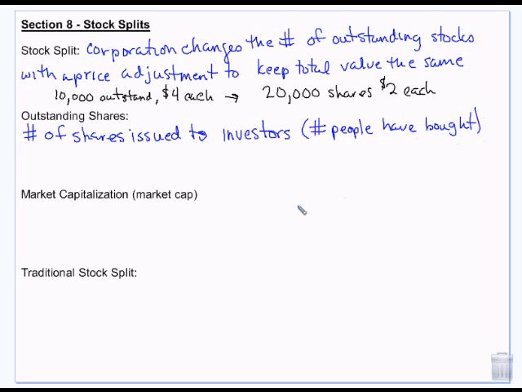Outstanding just means available. It's just the number of shares that are available for purchase. And then the market capitalization, also called the market cap, is the total value of all outstanding shares. So if you see that term on any of the stock pages when you're looking at them, that's what that means. It's the total value of that company's shares of stock altogether.